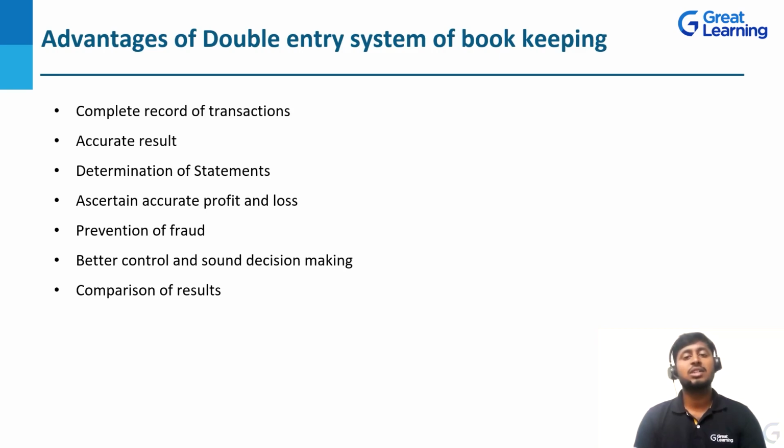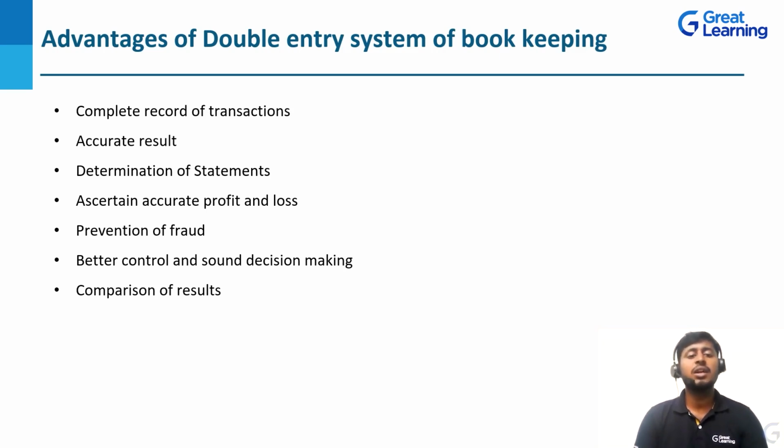Which transactions we have started, what transactions we have recorded, and which amount we have taken to the financial statement, we can do the cross check. At that time we can easily determine the financial statements also, if any errors or frauds or mistakes are there. That is also one of the advantages of this double entry system of bookkeeping.